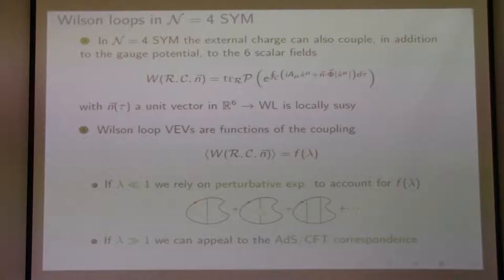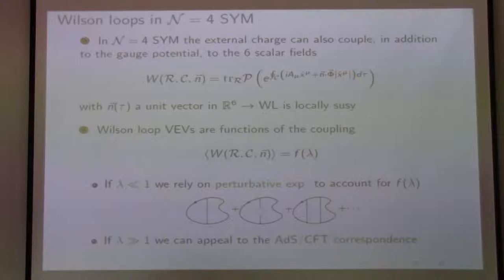Essentially, you add a coupling to scalar fields with this unit vector, this is a vector in R^6. The motivation for doing that is that with this inclusion, if this is a unit vector, the loop is locally supersymmetric. Anyway, you would like to compute for any trajectory the expectation value of such a Wilson loop, and it's typically going to be a function of the 't Hooft coupling of the gauge theory. If this coupling is small, usually you can rely on the perturbative expansion in the coupling. However, in the opposite regime you cannot typically trust this expansion anymore, so you have to do something else. What is that something else? In this case, it could be a dual description.